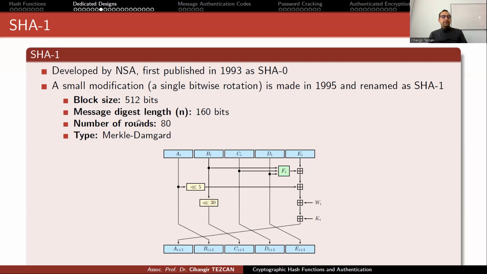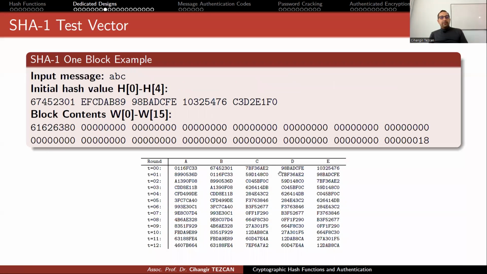As we can see, the message digest length is now increased from 128 bits to 160 bits. So the difference is 32 bits. This is why we have the word E here compared to MD4 and MD5. The number of rounds also increased to make differential attacks harder, but the rest is almost identical, as you can see. So here's an example of how this works.